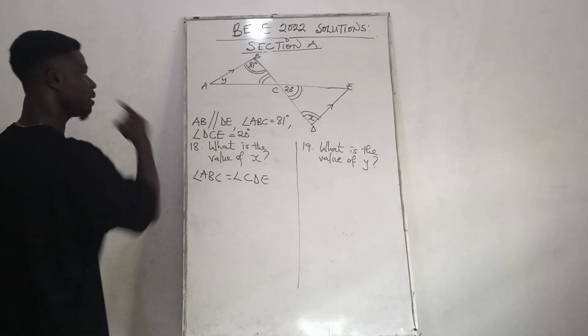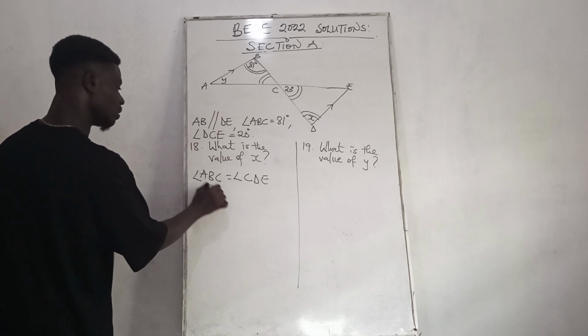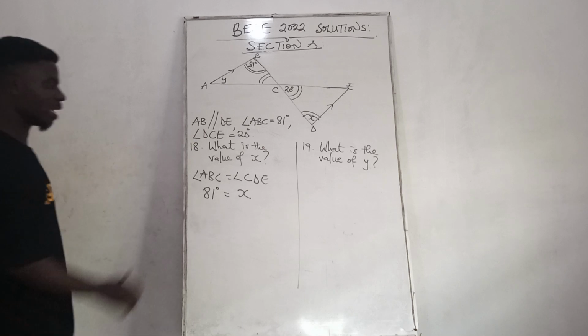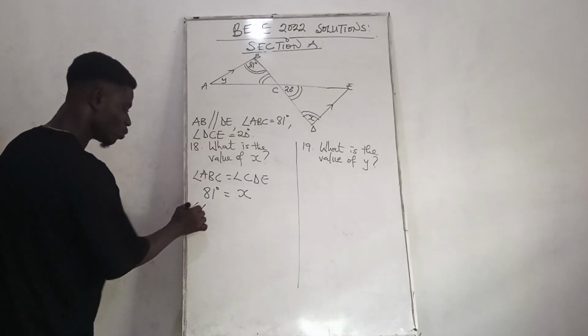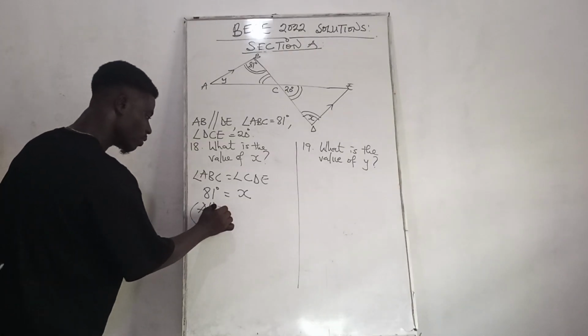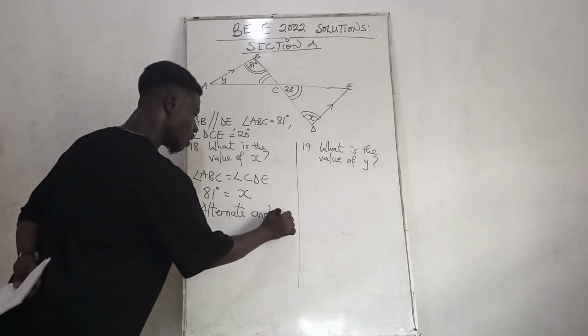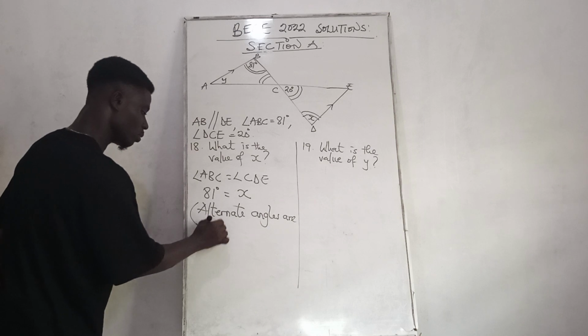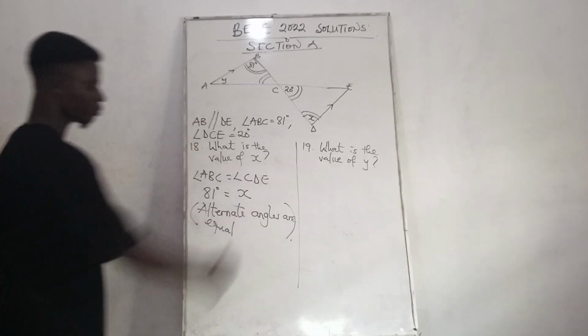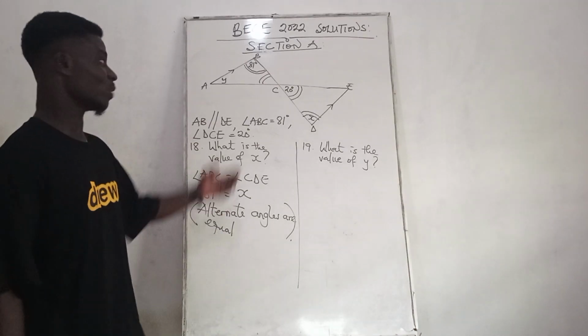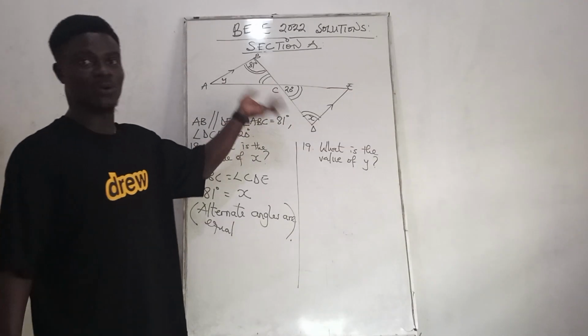So angle ABC, which is what? 81 degrees, is equal to angle CDE, which is what? X. And now, why are we saying that? Because alternate angles are equal. We can say they are congruent. That means they fit over each other exactly.